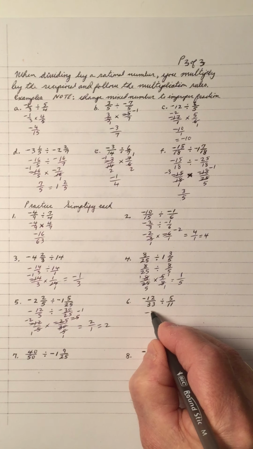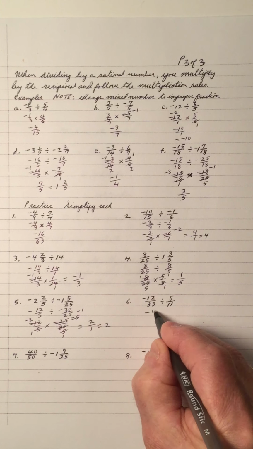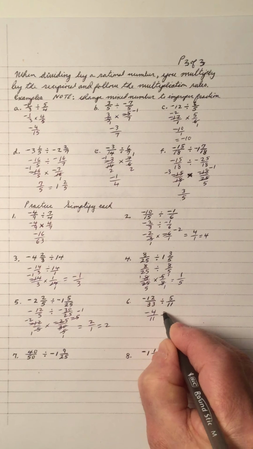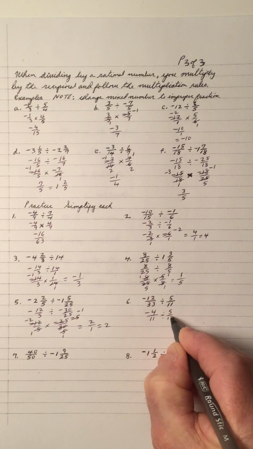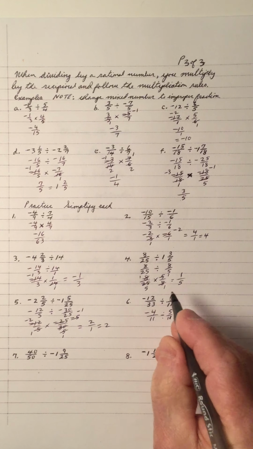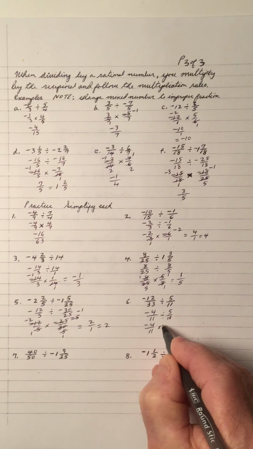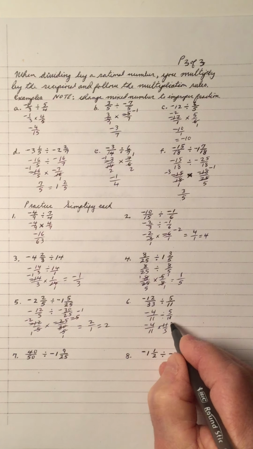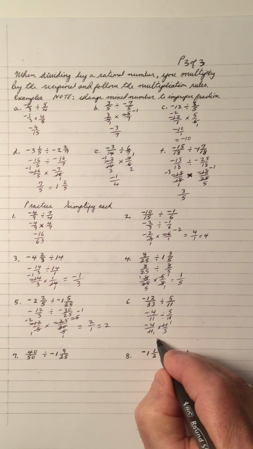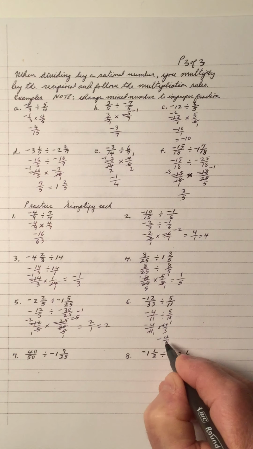The next one is negative. I could divide by 3. Reduce this first. It's 4 over 11. If you want to reduce those fractions first, you can. It just makes it easier. So that's negative 4 over 11 times 11 over 5. The 11s cancel. So I get negative 4 over 5.